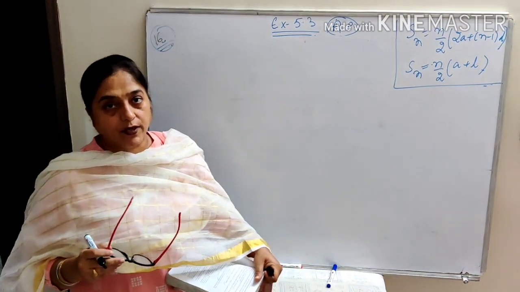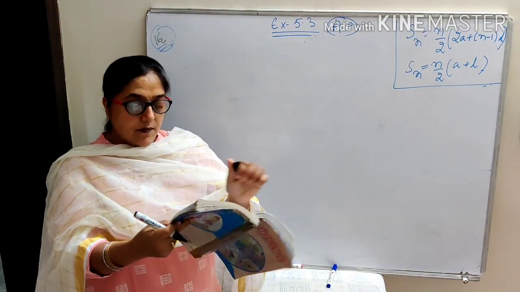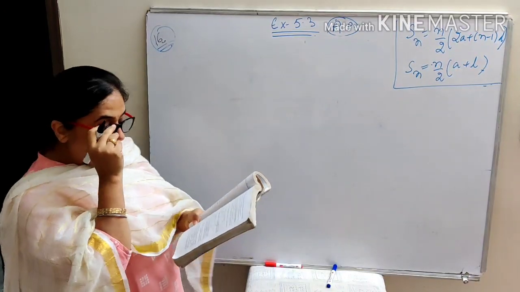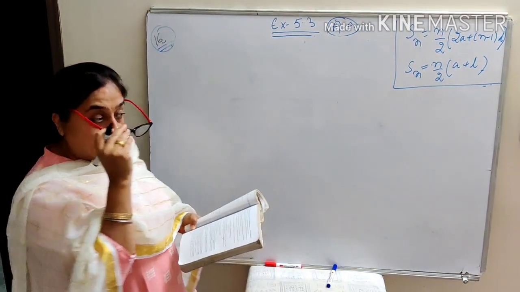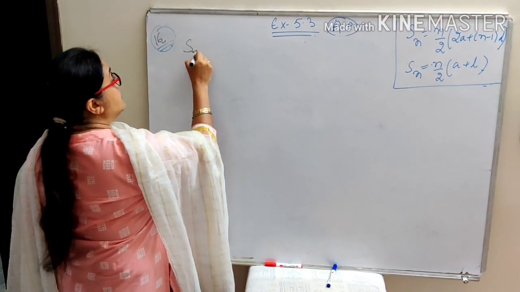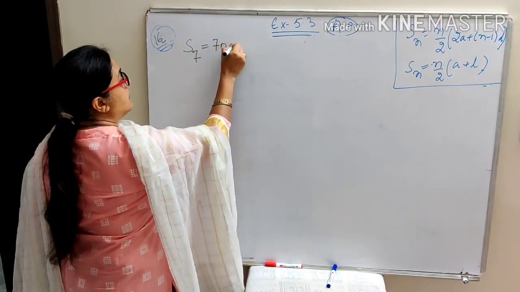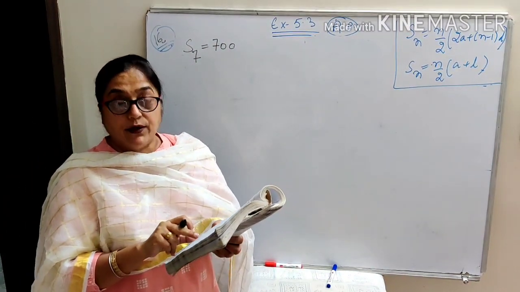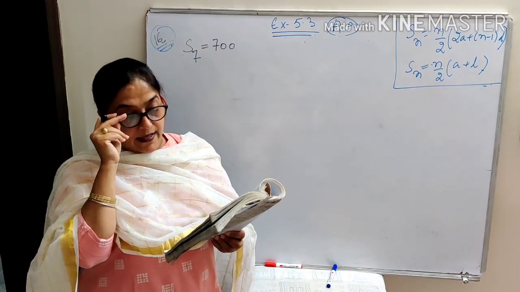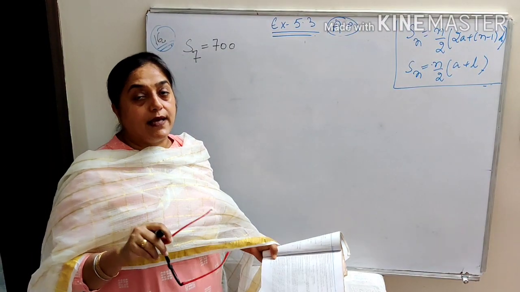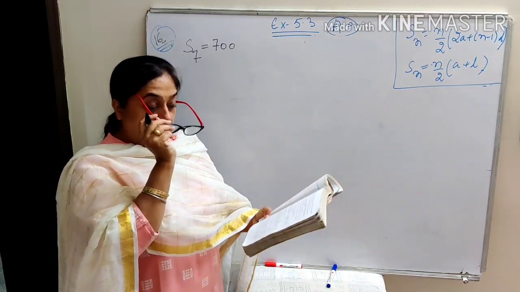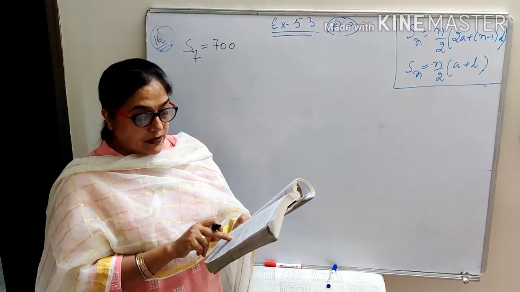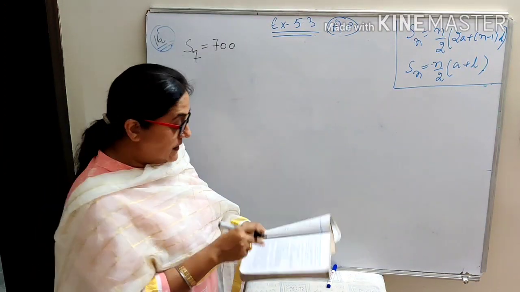Now, students, I am taking up question number 16. What it says, a sum of rupees 700 to be used to give 7 cash prizes. How much is to be given? Sum is 700. That means you have been given S7 is equal to 700. Why S7? Because it is written sum of rupees 700 to be used to give 7 cash prizes, and if each prize is rupees 20 less than the preceding prize.